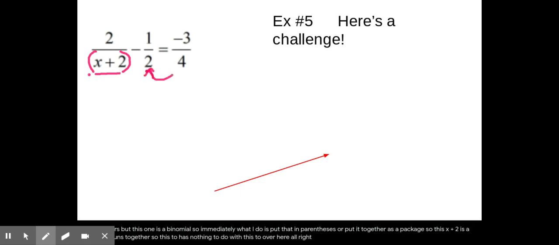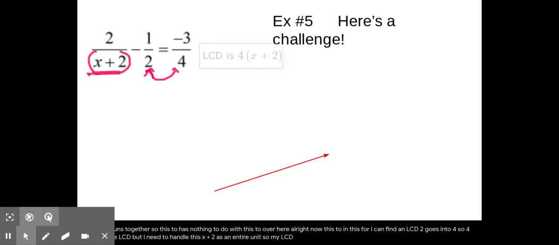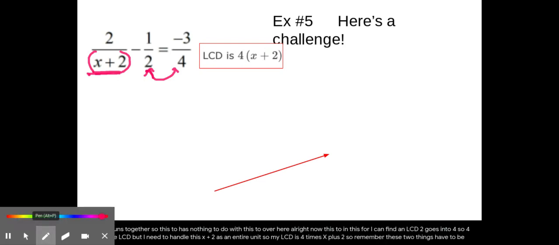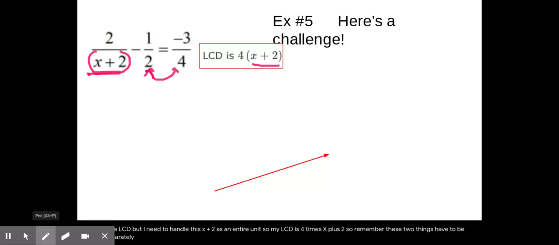All right, now this 2 and this 4, I can find an LCD. 2 goes into 4, so 4 would be the LCD. But I need to handle this x plus 2 as an entire unit. So my LCD is 4 times x plus 2. So remember, these two things have to be handled separately. The x plus 2 is its own package, its own binomial. The 2 and the 4, you find the LCD exactly the way we found the LCD of the previous problems.